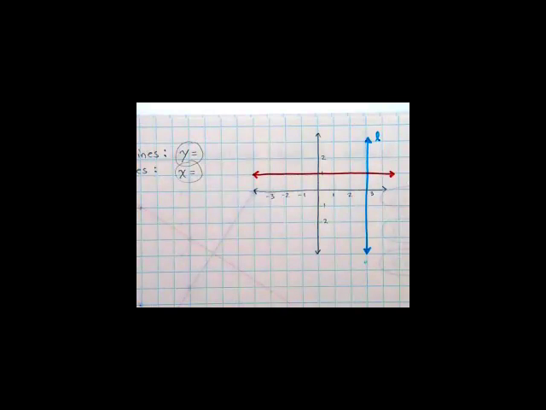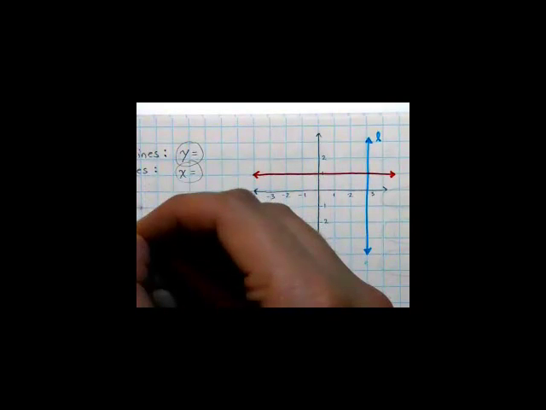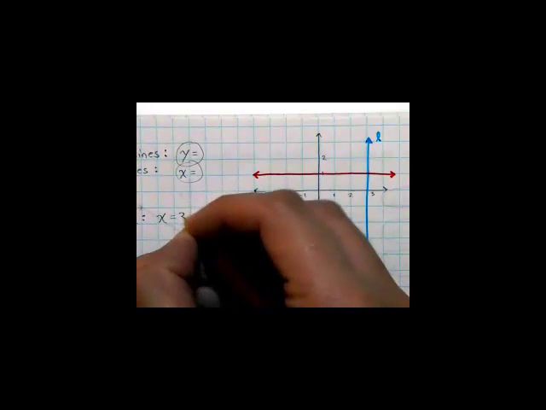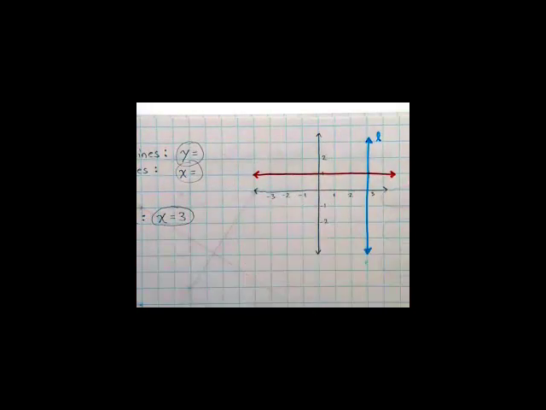Well, where is it crossing the x-axis? 3. So what should that equation be? Is it y equals 3 or x equals 3? X equals 3. So for line L, the equation would be x equals 3. That's it. That's the equation of that whole line.